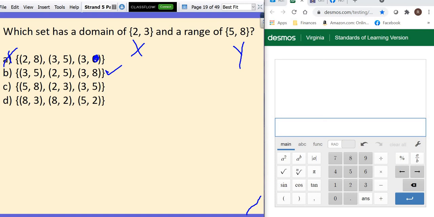Domain is 2 and 3. Well, this has a 5, so there's no way that's it. And then domain 2 and 3, we've got two 8's and a 5. Nope, that's not it, so definitely B is our winner.